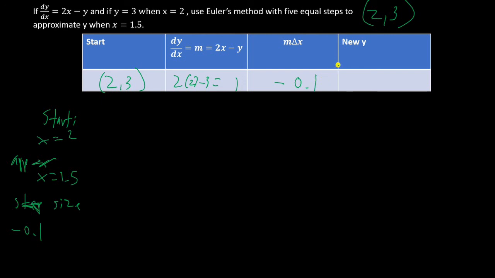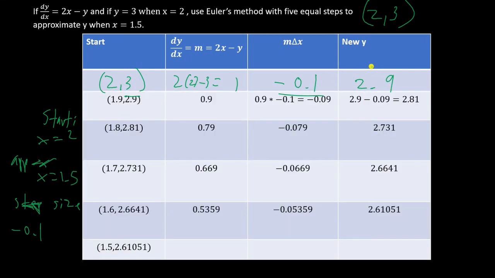And then finally, since we have our original y value here, and then our m delta x here, we're going to add these two. So 3 plus negative 0.1, that's 3 minus 0.1, or 2.9. Okay, so you're going to keep doing this over and over, and then, so this is going to be our next point, and we keep doing this over and over, just rinse and repeat, until you get 1.5 comma whatever. In this case we have 1.5 comma 2.61051.